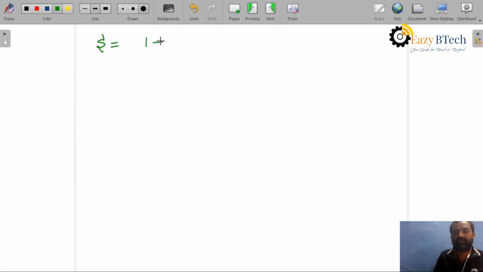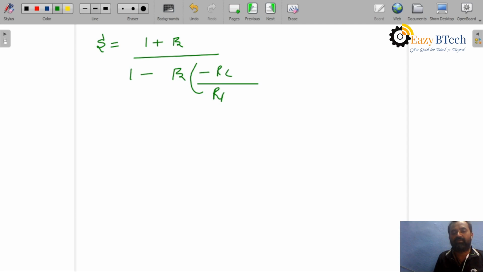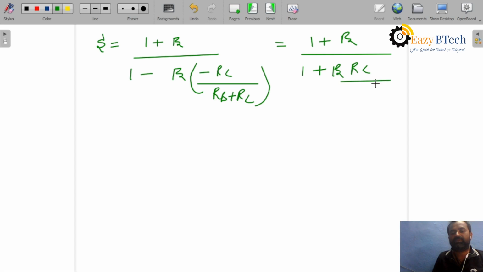Stability factor is equal to 1 plus beta by 1 minus beta into minus RC by RB plus RC. Now what can you find? 1 plus beta by 1 plus beta into RC by RB plus RC. Now what can you find? Now for a fixed bias circuit, the stability factor is more.